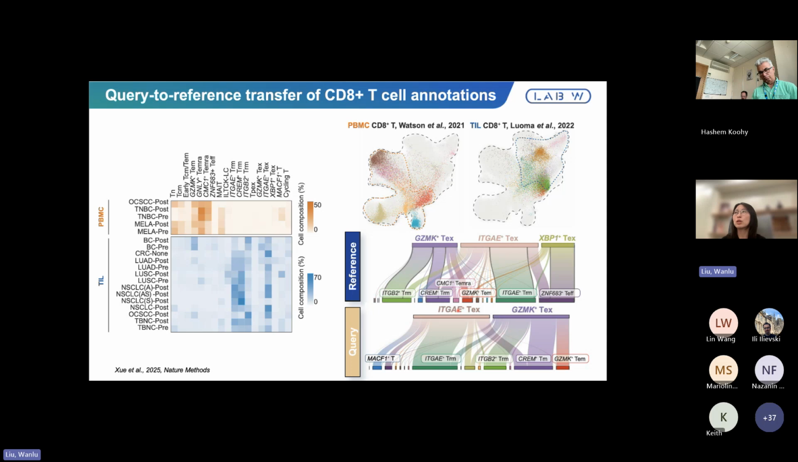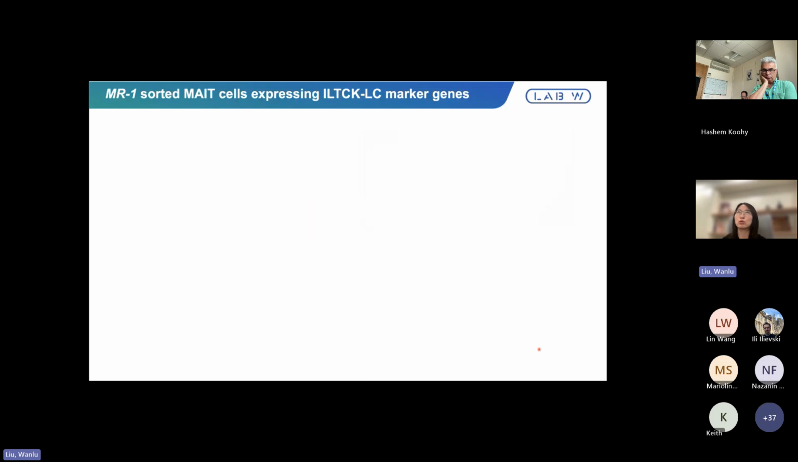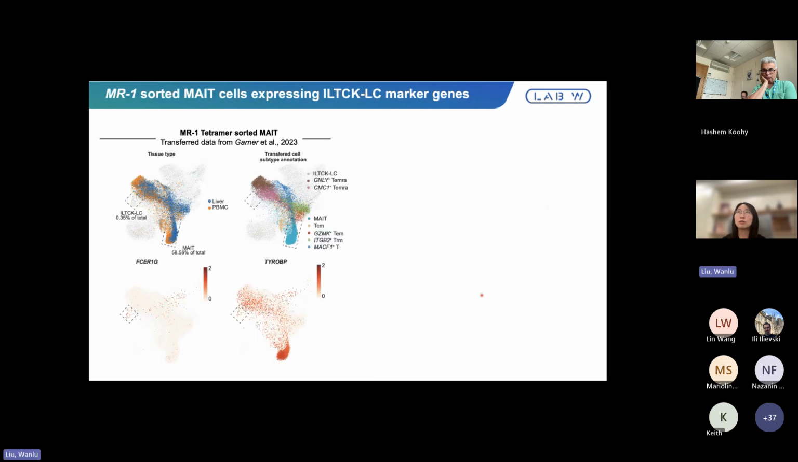For example, the two different types of exhausted T cells, the ITGAE-TEX and GZMK-TEX. We also confirmed that the ITGAE-TEX in the query dataset mostly comes from ITGAE-TRM, while GZMK-TEX have a more diverse range of cell sources. And the last validation we did is for the MAIT and the IOTCK: whether those IOTCK cells are using MAIT TCR, or they are MAIT cells having an IOTCK-like transcriptome.